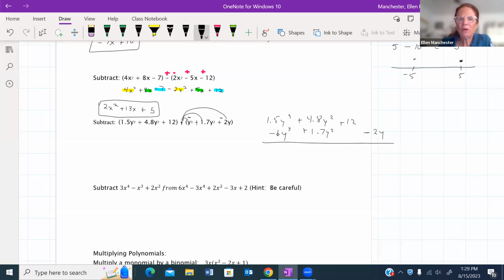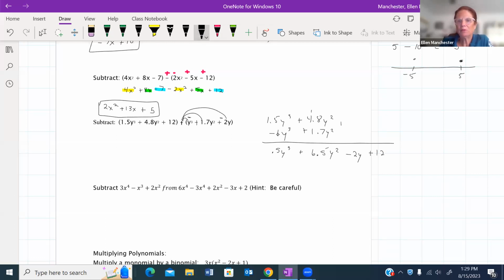So 1.5y cubed minus 1y cubed, I have 0.5y cubed. 4.8 plus 1.7, that's 15, carry my 1. So 6.5y squared. And I'm going to just bring this -2y plus 12. All I did is bring this here and this here so that it is in descending order. Okay, I'm going to rewrite that just so it makes it clear.